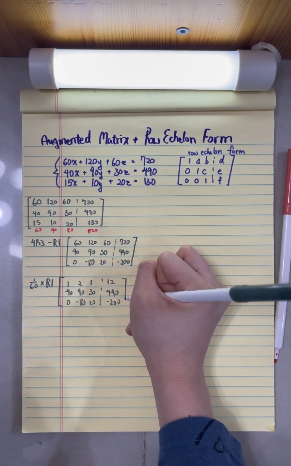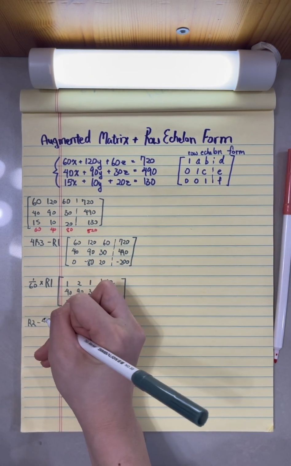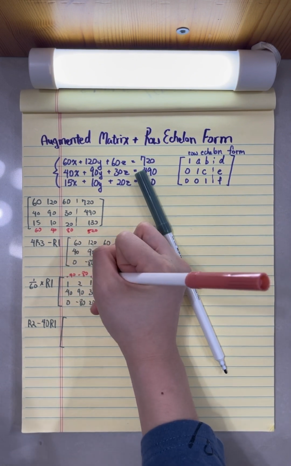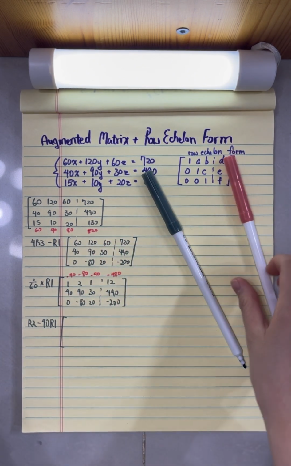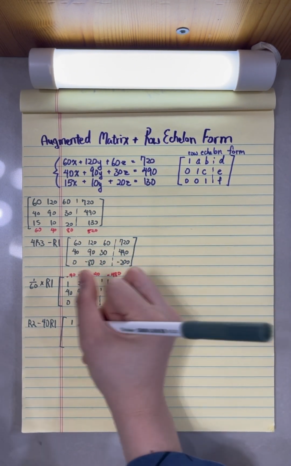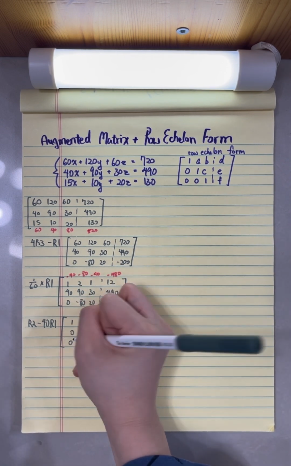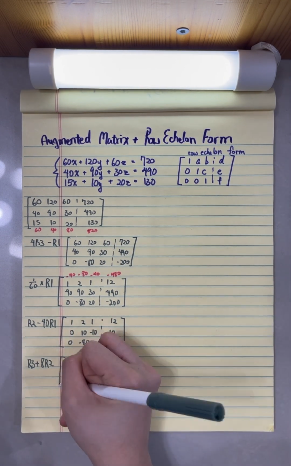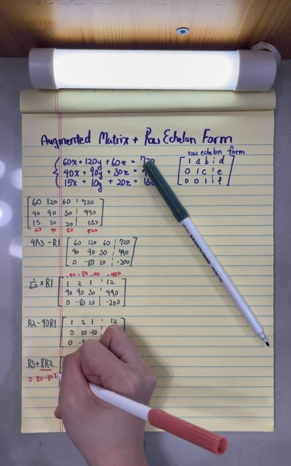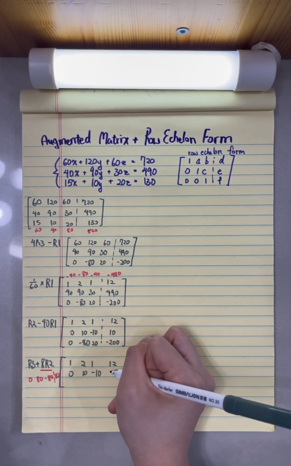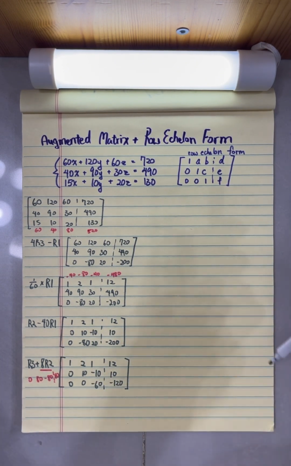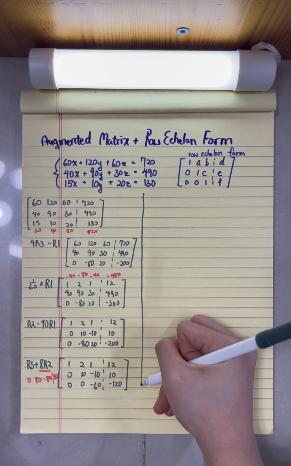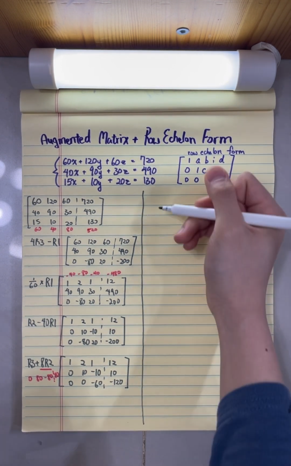Next, I did row 2 minus 40 times R1. This was so that row 2 also started with 0, just like row 3. By this point, I have the first column of my matrix in row echelon form. Then I did row 3 plus 8 times R2. This gave me the second 0 for row 3. At this point, we're almost done. You can sort of see row echelon form with the 3 zeros at the bottom left corner of the matrix.